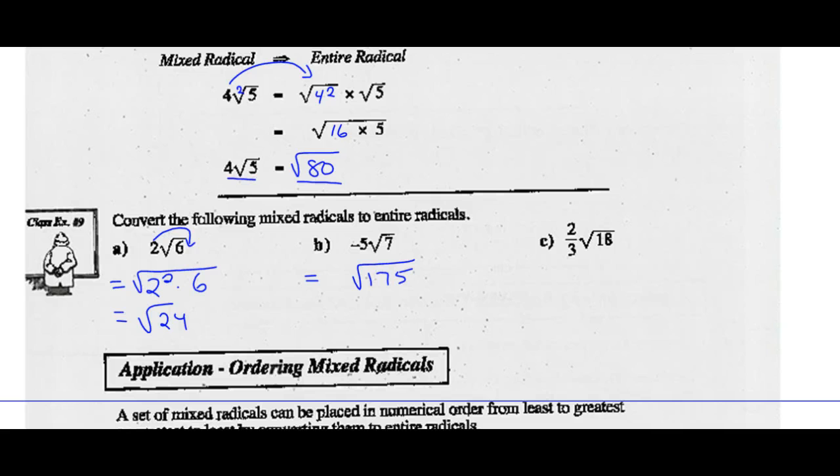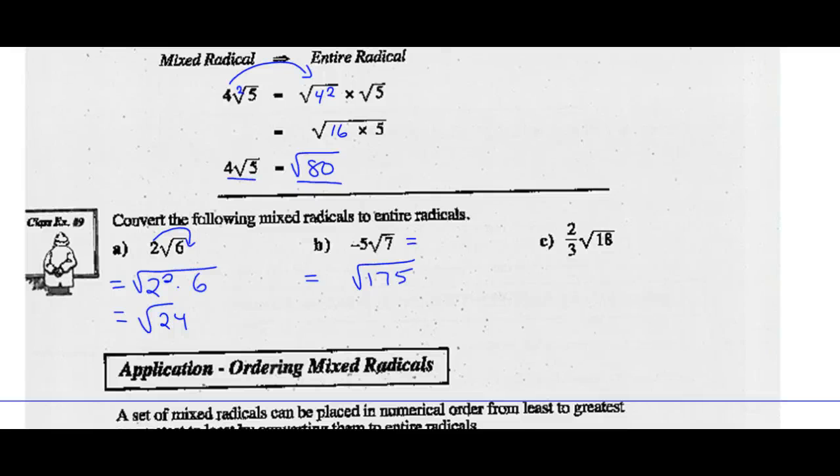Now look at the original question. Negative 5 times radical 7. What's the sign going to be if I multiply this out on my calculator? That's going to be a negative value, isn't it? The negative of 5 times the square root of 7 is going to give you a negative value. If you look at this one, square root of 175, that's not going to be a negative value.